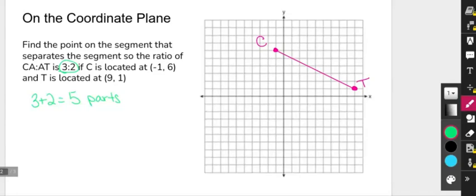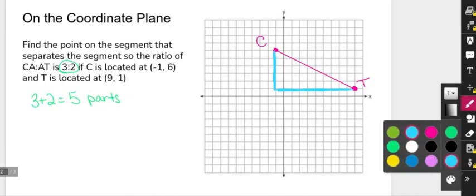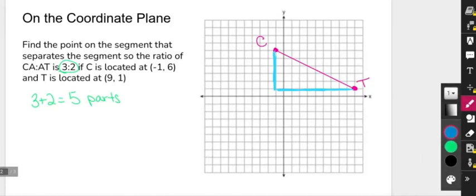So now I'm going to draw in a right triangle where the segment that I've just drawn is the hypotenuse, because I need to see how far it is from C to T. Then I can break it up into 5 parts, but I first need to see how far it is. From C down to T is 5, down 5 here, and then across is 1, 2, 3, 4, is 10. Always want to double check.